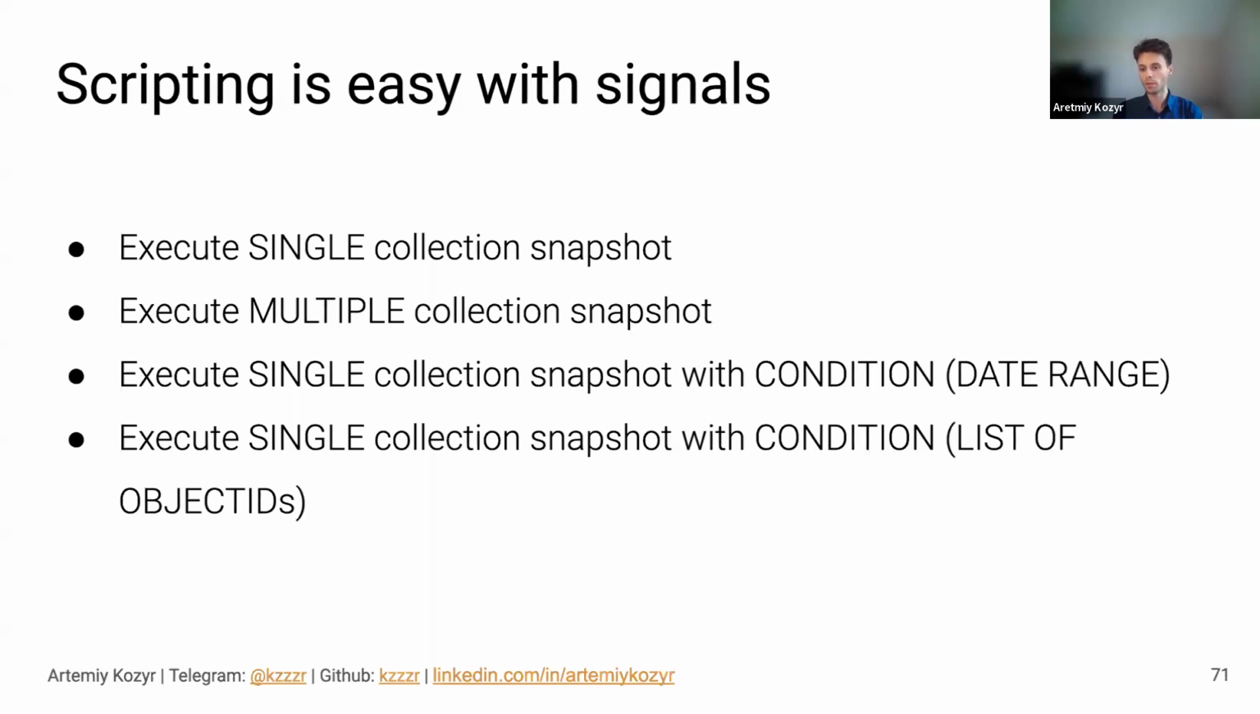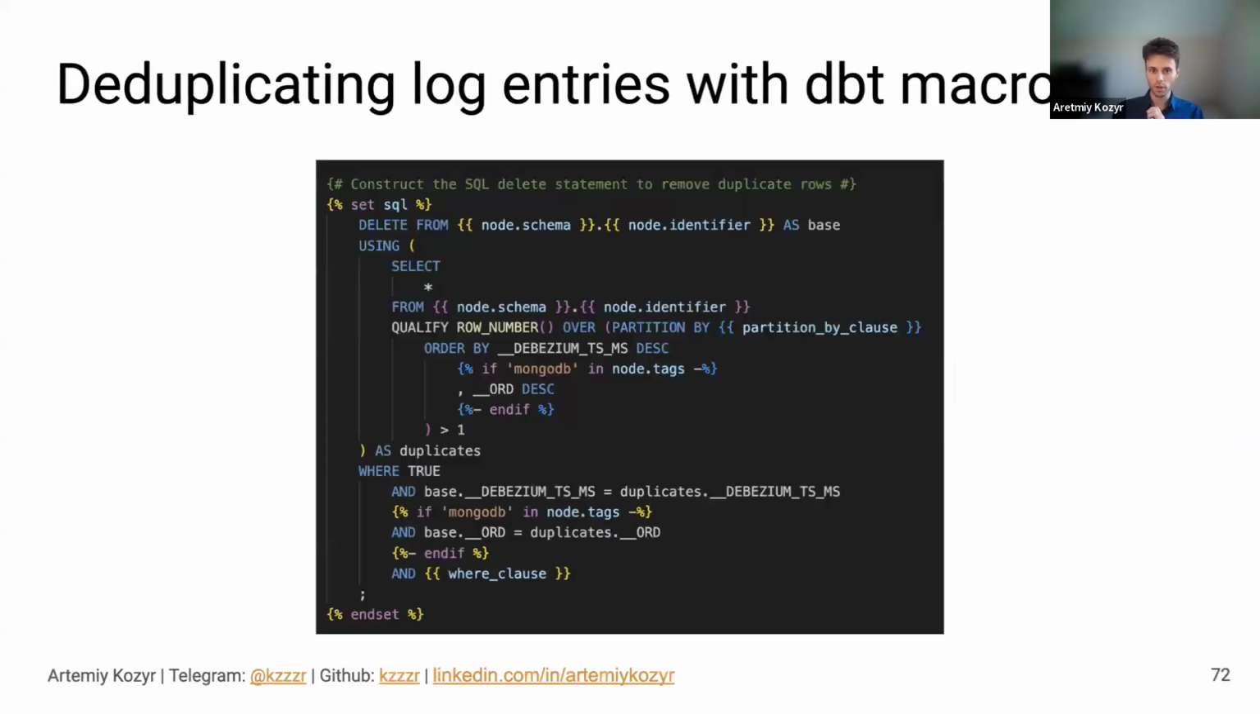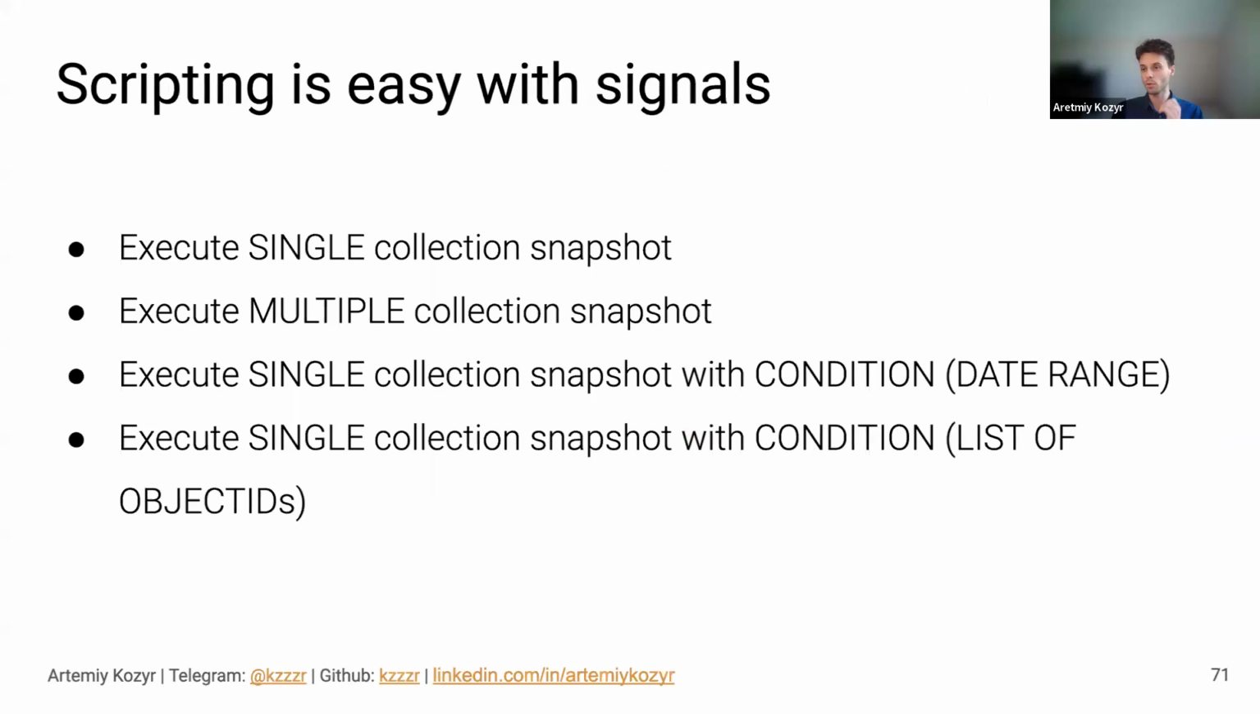So you provide a condition with the date range, or even a condition with the list of object IDs or keys or primary keys, for MongoDB and for Postgres databases. So scripting is really easy, and it's a really powerful feature with signaling with Debezium. Signaling means that you can trigger arbitrary snapshots on demand. So you can replay your data at any time, with any conditions and filters supplied. That's perfect.